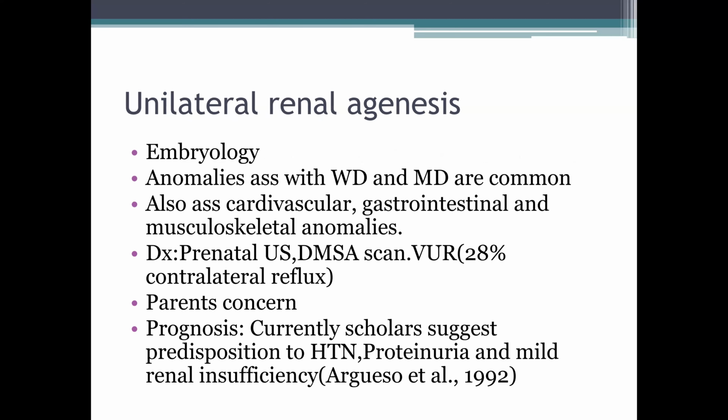Now, in the unilateral renal agenesis, the embryology is not very different. It means that either the mesonephric duct did not develop, or if it developed, then the ureteric bud did not develop, and therefore the interaction with the metanephric mesenchyme could not happen. So that is the embryology. And these congenital anomalies, the unilateral renal agenesis, are associated with anomalies of the Wolffian duct and the Mullerian duct. When you go through your embryology, you'll understand these Wolffian and Mullerian ducts.